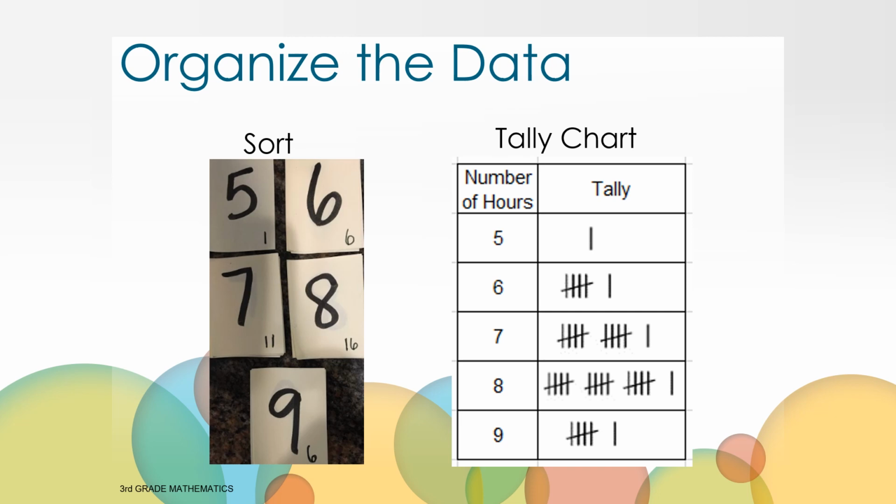Another way to organize data could be to make a tally chart. Similar to the sticky notes, all of the same answers are put together. The tally marks are used to represent the total number of people giving each answer. Remember, when making tally marks, they are made in groups of 5, and the 5th tally mark is drawn diagonally across the group.